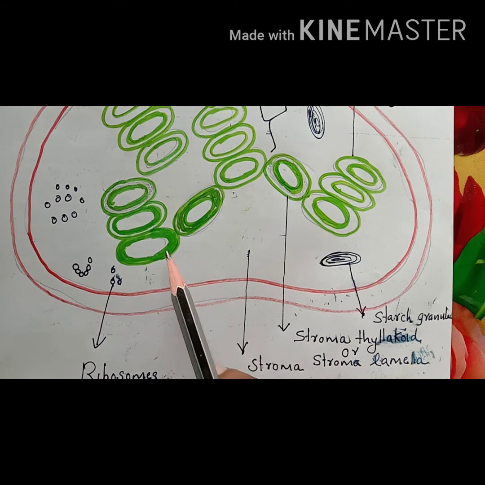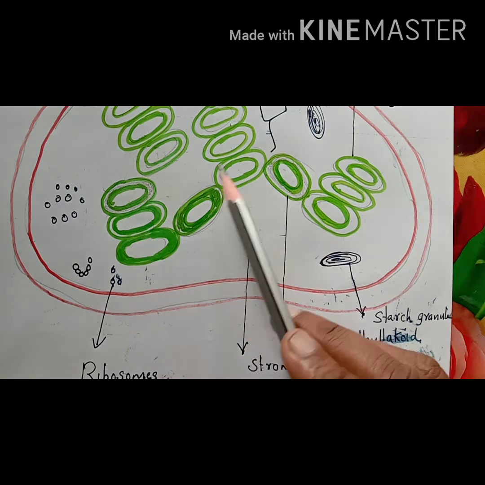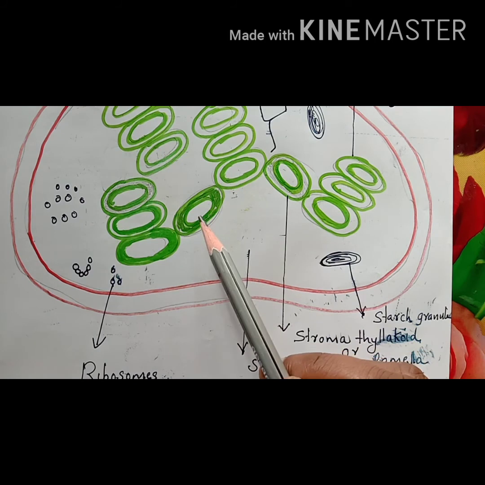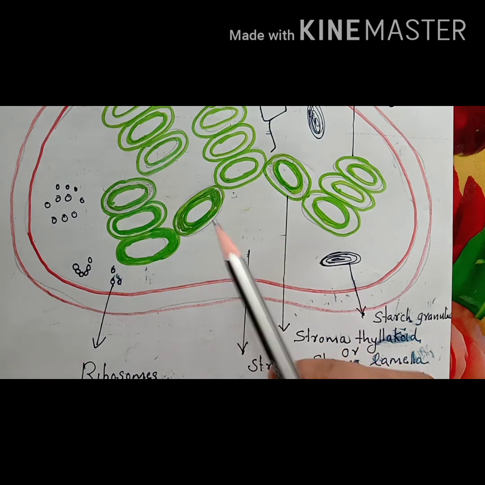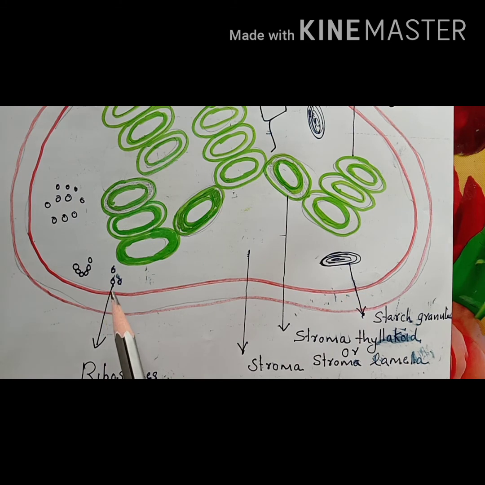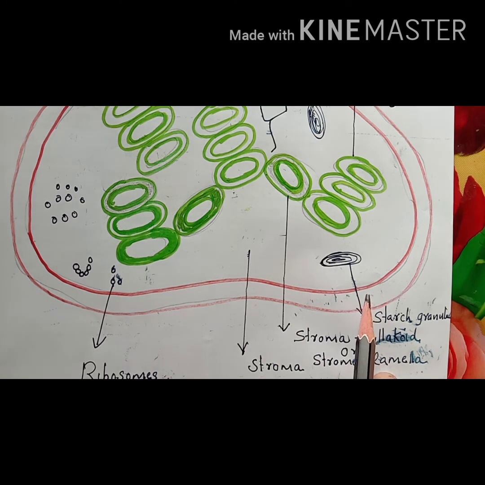These membranous systems, lamellae or thylakoids, are arranged one above the other to form a group. That group is called grana. Adjacent grana are connected by some other thylakoids or lamellae, and they are called stroma thylakoids or stroma lamellae. In addition to these, we can see starch granules and ribosomes. All these are present. So this is about the structure of chloroplast.